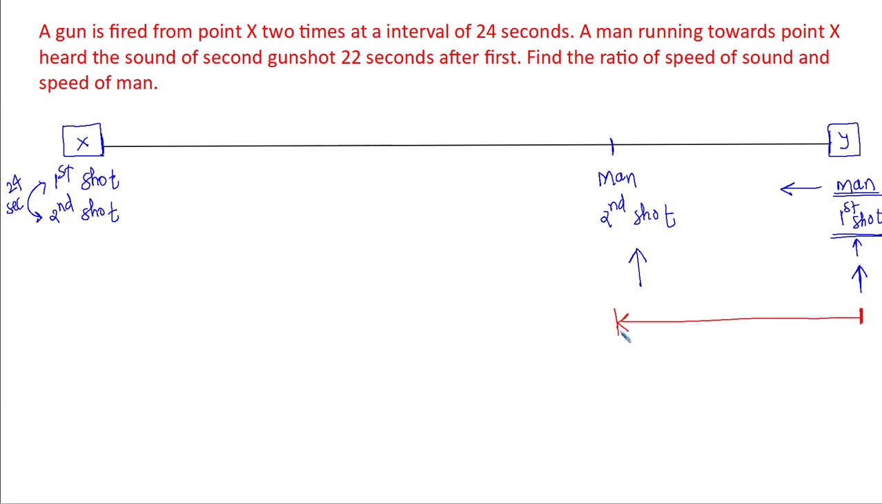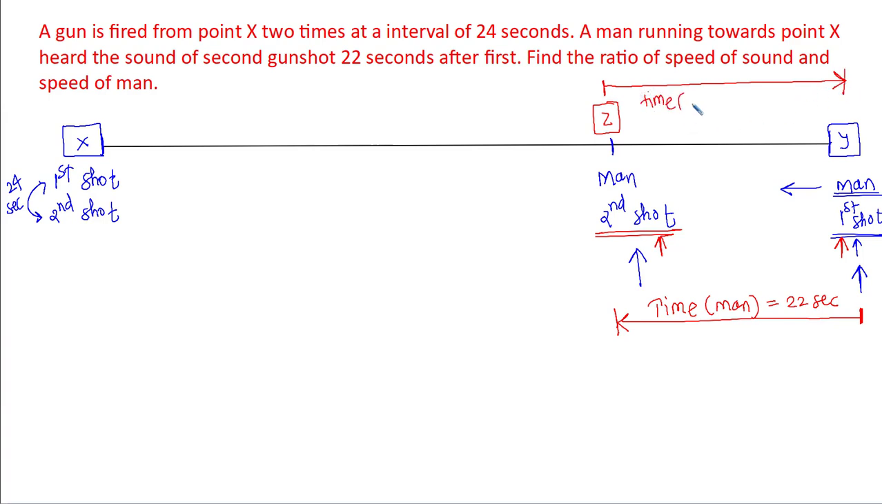Now tell me how much time the man took to travel from this place to this place. This is the place where the man heard the first gunshot, and this is the place where he heard the second gunshot. The time interval between hearing the first gunshot and the second gunshot is 22 seconds. Let's call this point Z. So the time taken by the man to travel from point Y to point Z is how much? 22 seconds. And the time taken by sound to travel from point Z to point Y is how much?